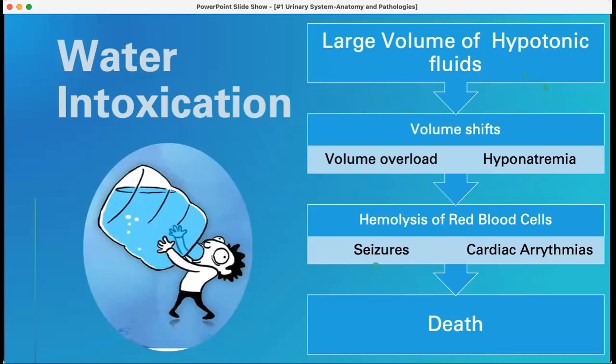So this is a case of water intoxication, where large volumes of hypotonic fluids cause all these volume shifts. You get volume overload, hyponatremia, hemolysis of red blood cells, seizures, cardiac arrhythmias, and of course death. So too much electrolyte-free fluid will cause water intoxication.